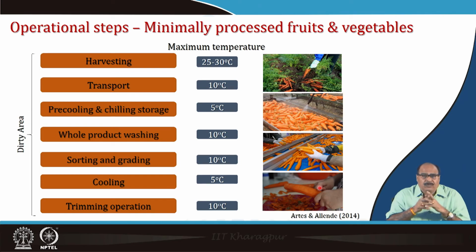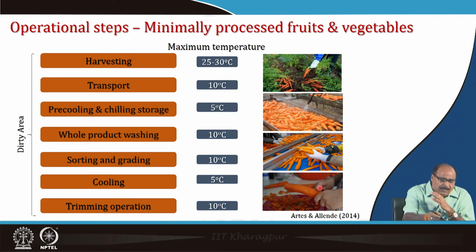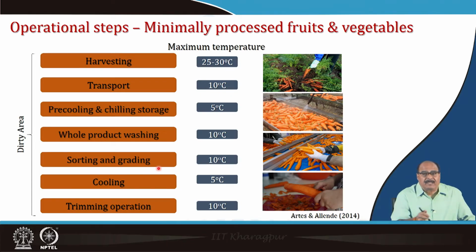Okay. So, now let us see what the operational steps of minimally processed fruits and vegetables are. Obviously, that is in the field area, which is normally not a controlled environment. You can say open environment, where various pollutions etc. might be there, but one has to take care of the minimal processing strategy, starting from harvesting, transport, pre-cooling, chilling, storage, whole produce washing, sorting and grading, cooling and trimming operations, all this.